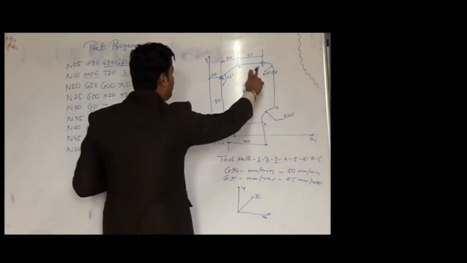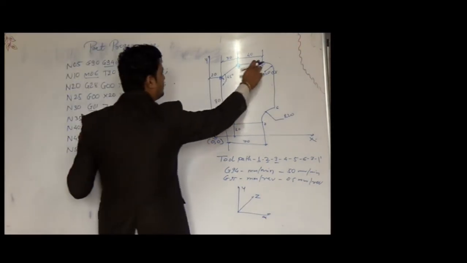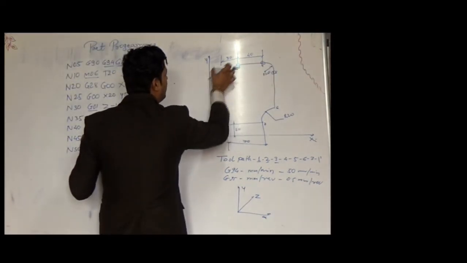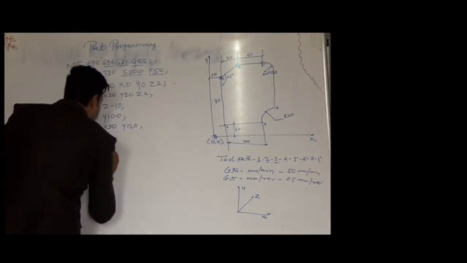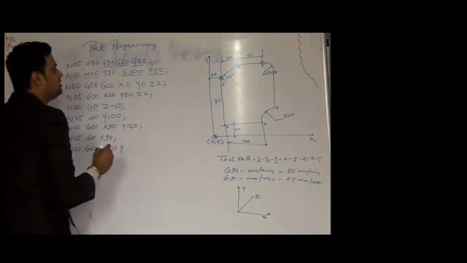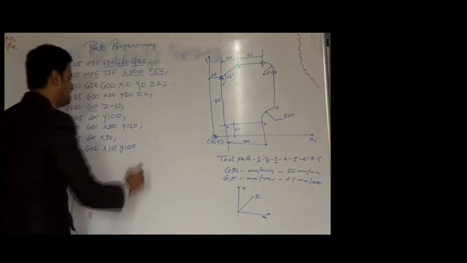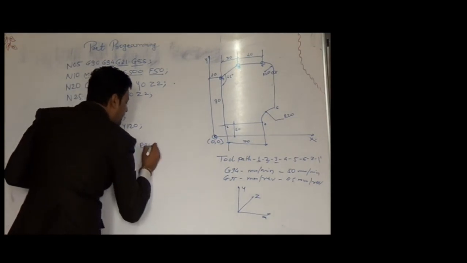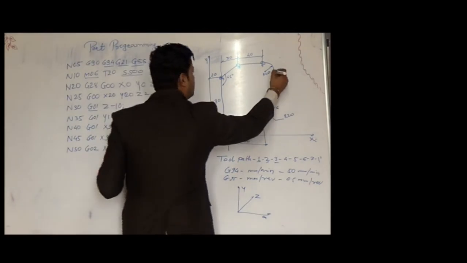Okay, so G02. Next, what will be your x? X will be 20 plus 30 plus 40 plus this 20, that equals 110, and y will be changed to 100 and radius 20. Radius will be 20. Okay. Now the cutter is at position number 5.